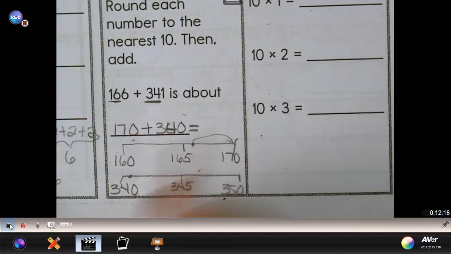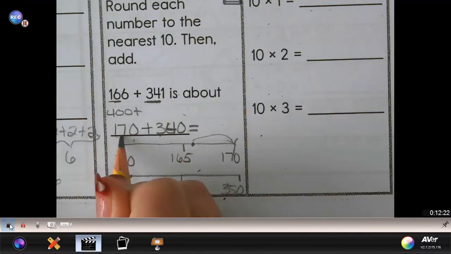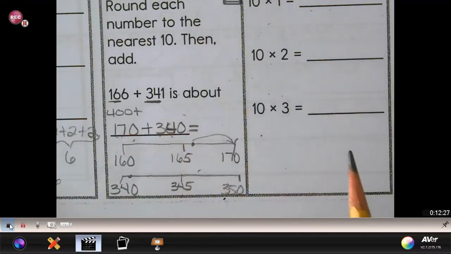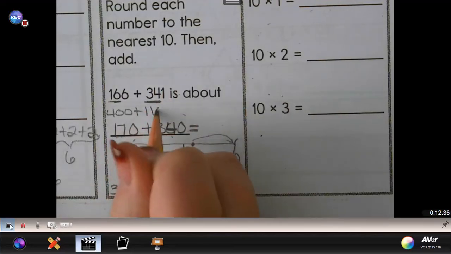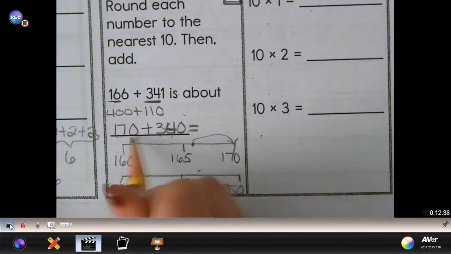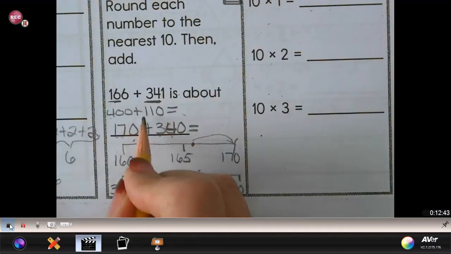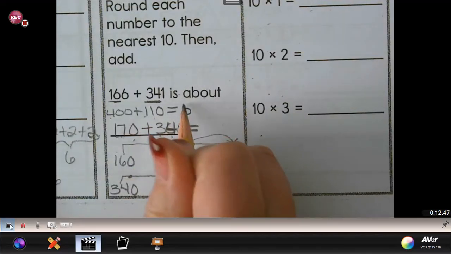And now when I take and add, my 100 and my 300 is 400. My 70 and my 40 is 110. And how do I know that? Is because 70 plus 30 is a new 100, and 40 is just one more 10. So 110, and I don't have any ones because we're rounding. And so when I put this together, 400 plus 100 is 500, and 10 more makes 510.